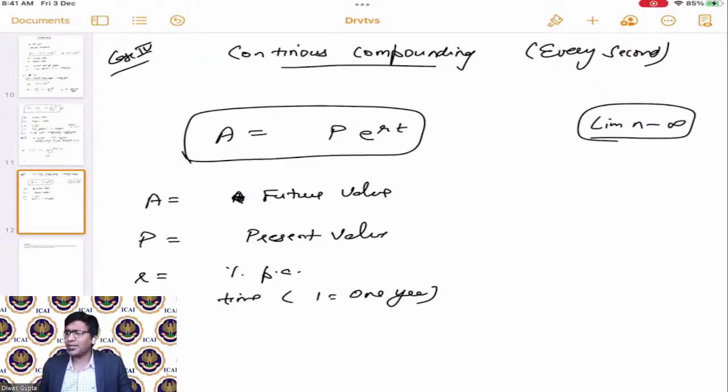Namita is asking, sir, what is the difference between cash settlement? Namita, please complete the question again. Your partial question has come.